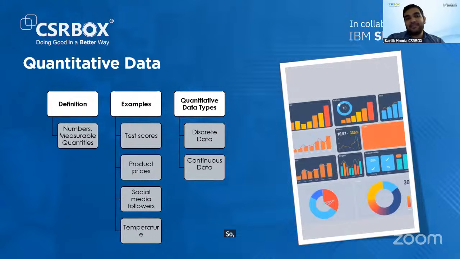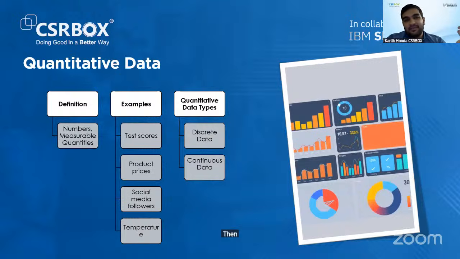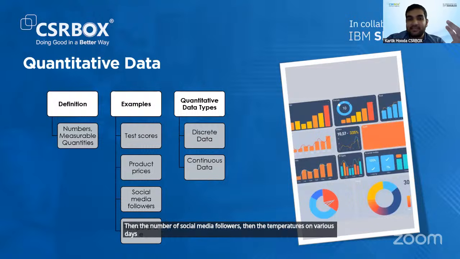So the basic definition we have already known. These are numbers, measurable quantities. A good example can be the test scores of everybody in your class or everybody in your college if you go on a bigger scale. Then let's say you have a shop of your own or a website of your own, then the list of products and all their prices. You will see the list of products here is qualitative, but the prices of all of them is quantitative. Then the number of social media followers, then the temperatures on various days or various months or weeks, the average.